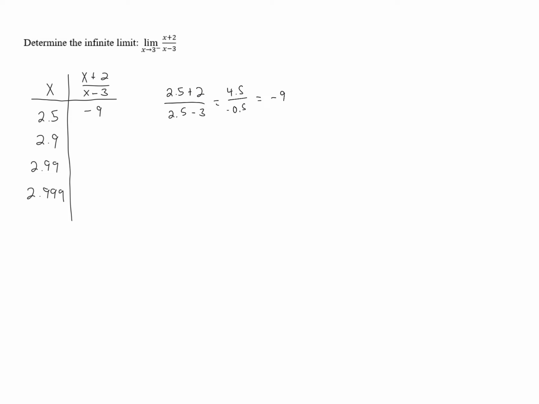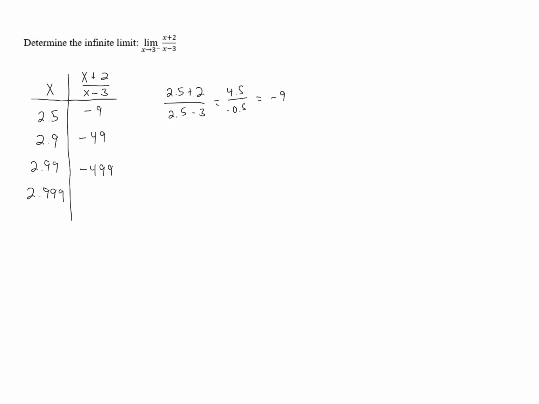And in that case, when we do this, we get negative 49. I'm just typing these into a calculator. If we do 2.99 in a calculator, we get negative 499. And I'm starting to see a pattern here. I hope you are too.